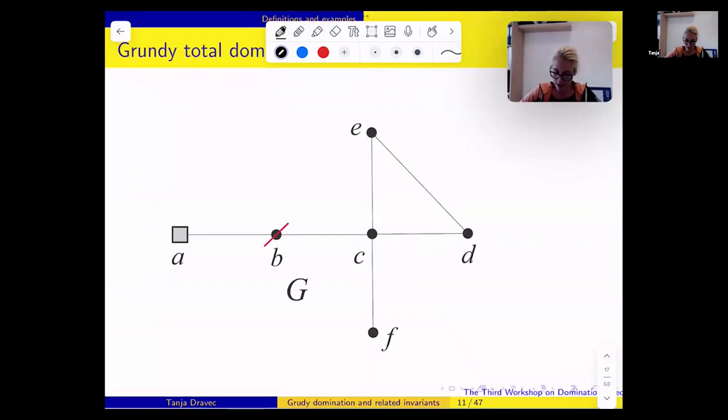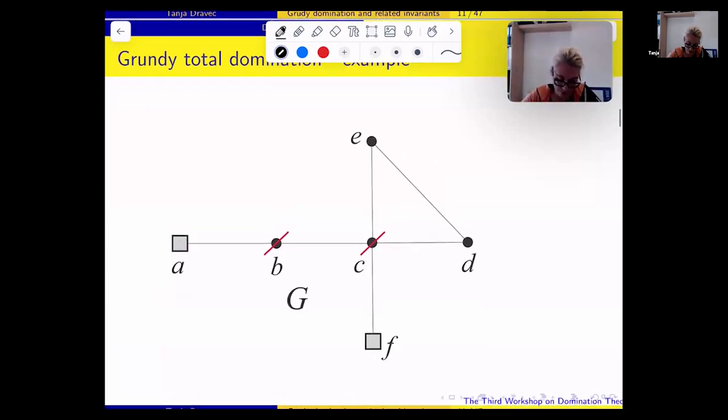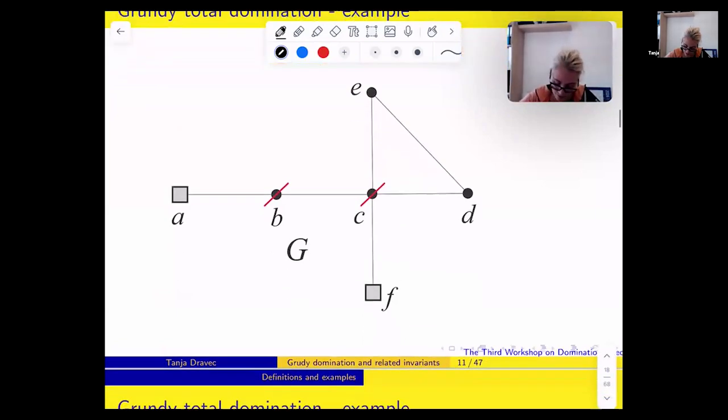Again, the same example. Now A will totally dominate just B. So I first put A in the sequence, and A will totally dominate B. Now I put F in the sequence, so the second vertex in the open neighborhood sequence is F, and F will totally dominate just C.